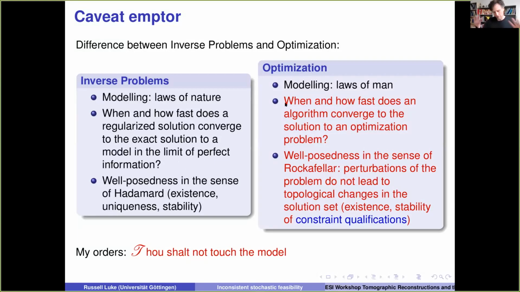And in optimization, at least the part of optimization where I live, I'm mostly interested in answering when and how fast a particular algorithm converges to the solution of a given optimization problem. I don't ask too many questions about the optimization problem that I'm faced with. And then also in optimization, well-posedness is really thought of in the sense of Rockafellar, where perturbations of the problem don't lead to topological changes in the solution set, either existence or stability of constraint qualifications, and so forth. And then the last point, in contrast, is that we've seen a lot of talks where people have really been looking at the operators and trying to tease out more and more information from that.